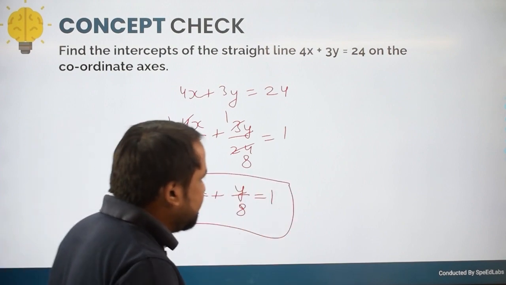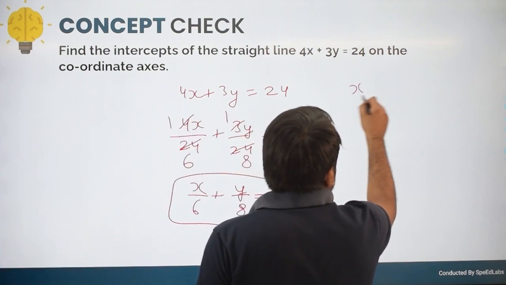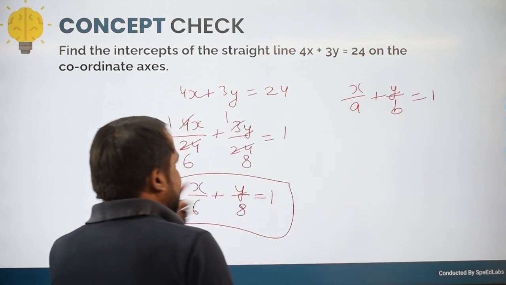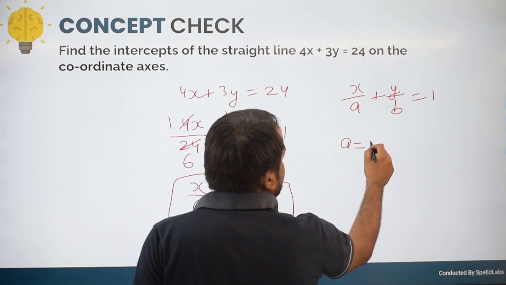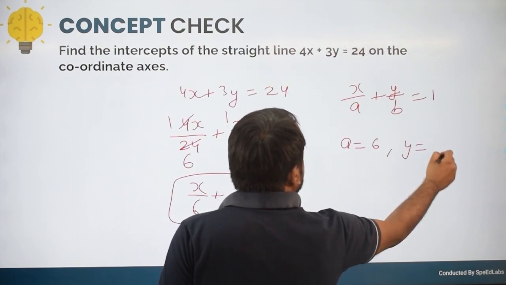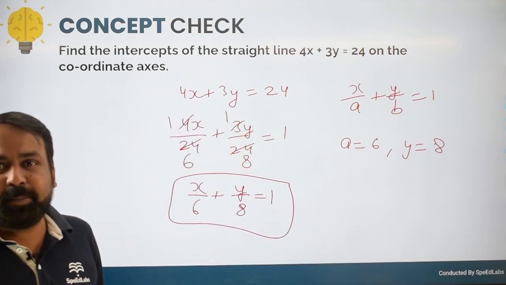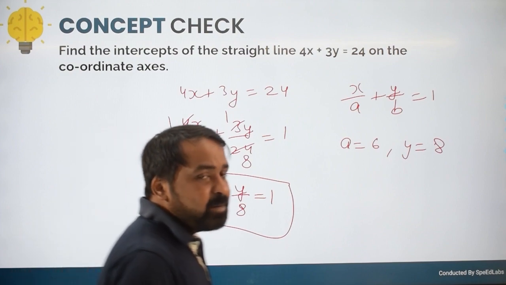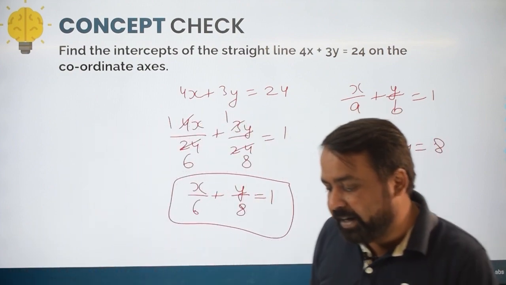If we compare this equation with the standard equation x by a plus y by b is equal to 1, then we get that the value of a, that means the x-intercept, is 6 here and the y-intercept is 8 here. Okay, so like this we can find the intercepts on the coordinate axes also with the help of intercept form.